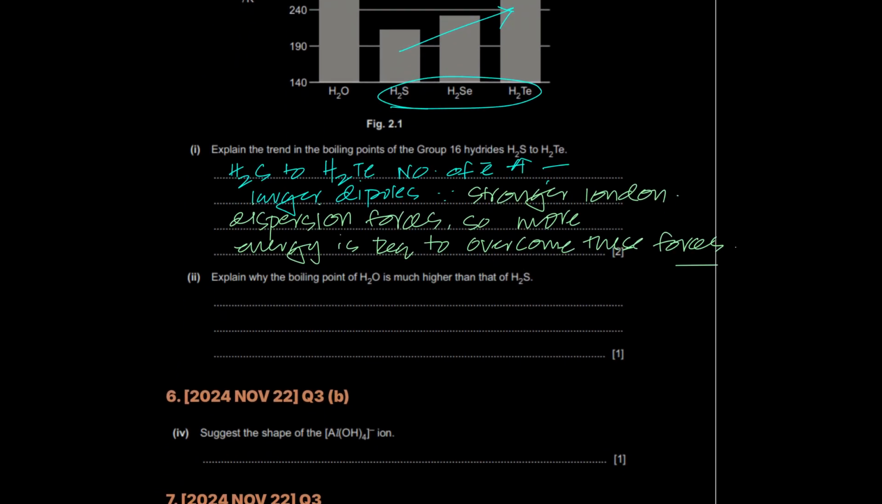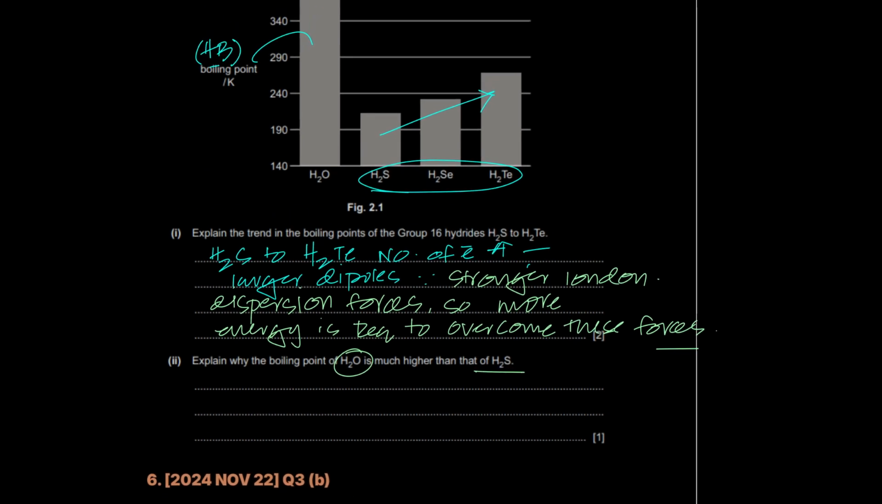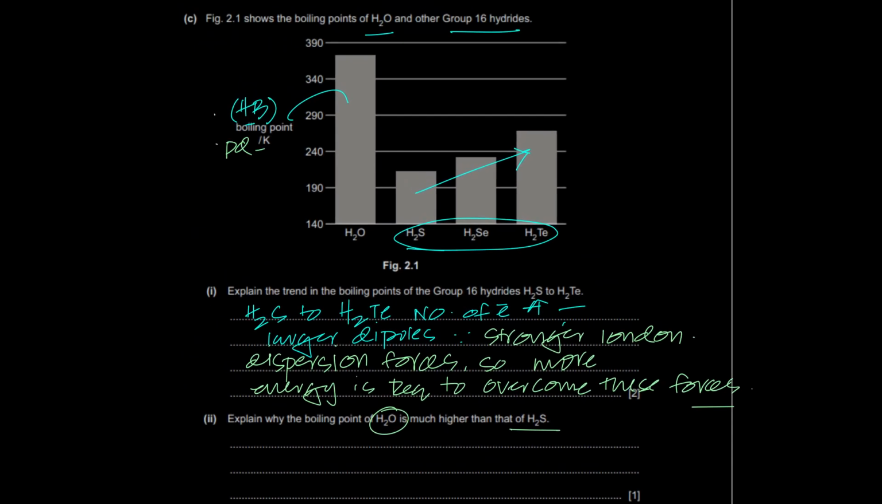Explain why the boiling point of H2O is much higher than H2S. Why? You tell me why. Because there's a hydrogen bond, right? In H2O you have hydrogen bonding, you have PD-PD, and you also have ID-ID. Whereas between these three, you only have PD-PD and ID-ID. They're all polar, right? Because they're all bent molecules. So the hydrogen bonding that you have right here is much stronger than all the other intermolecular forces of attraction, right? That's it. So therefore, only H2O has hydrogen bonding.